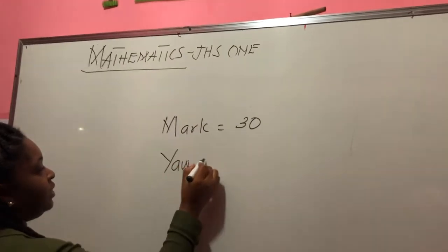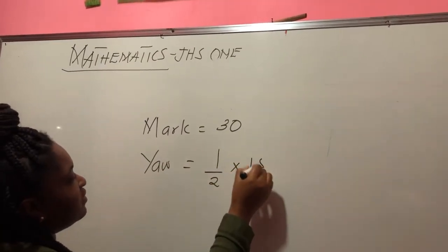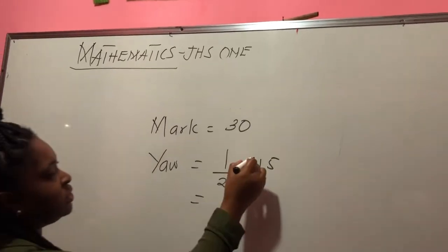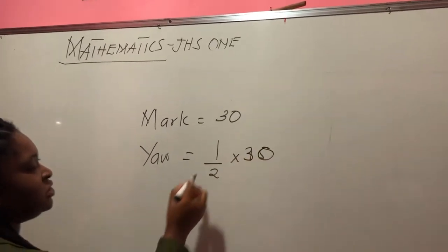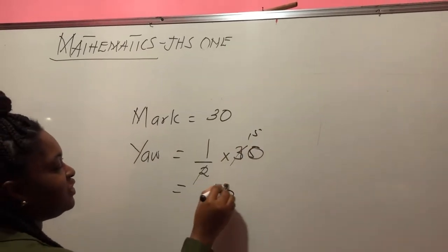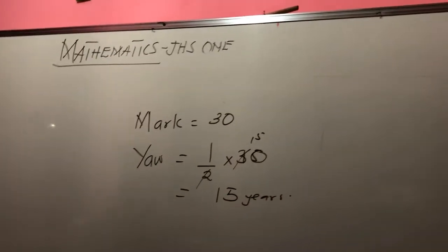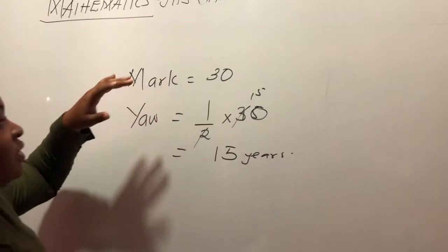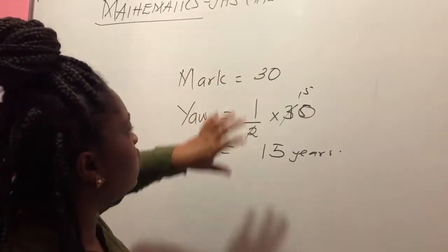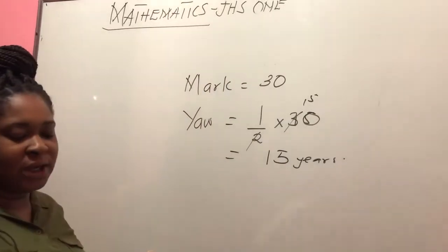Very simple, right? What is half of 30? 30 divided by 2 is 15. We are finding Yao's age. That means Yao is 15 years old. I hope you're able to get this. Yao is half as old as Mark. So whilst Mark is 30, Yao is what? 15 years. And what are they saying?